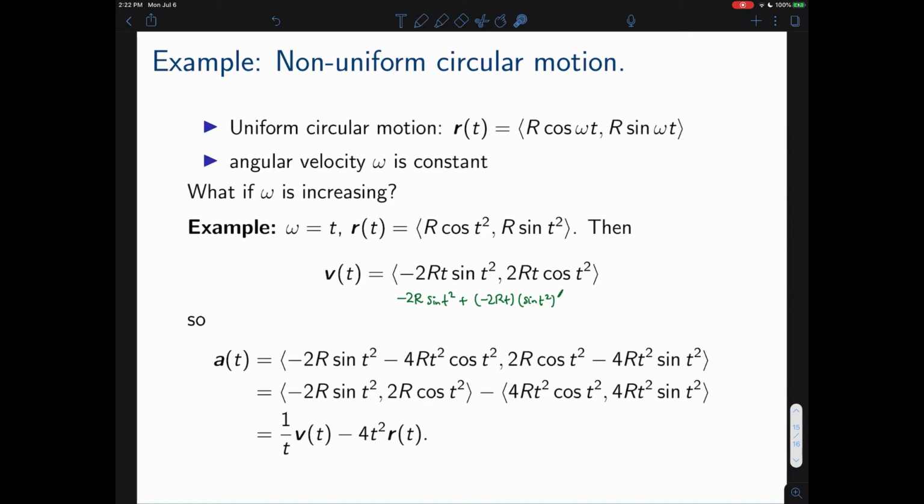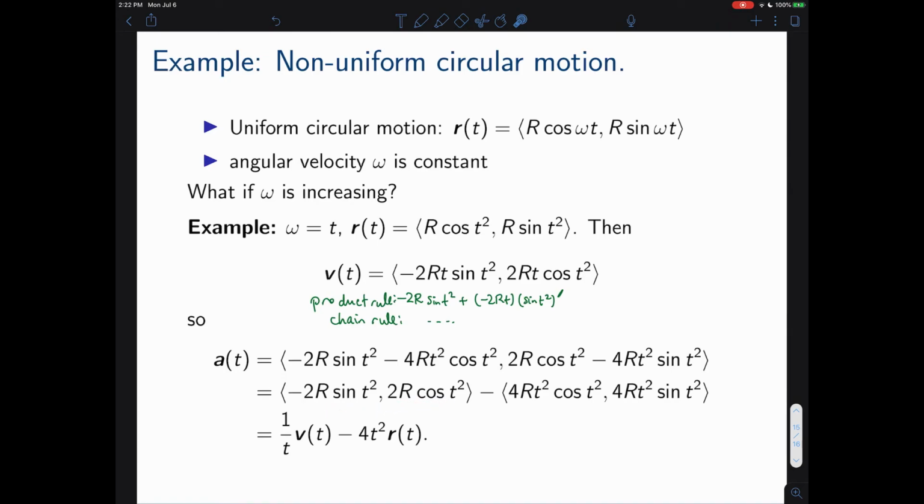To differentiate the sine t squared, we have to use a chain rule. So this was a product rule. And next we have to use a chain rule. And that chain rule is the same chain rule that we did to get from the position to the velocity. So I won't write down the steps, but when you do write down the result, you get what's written here for the acceleration vector. And now on the next line, we've just simplified it a little bit.